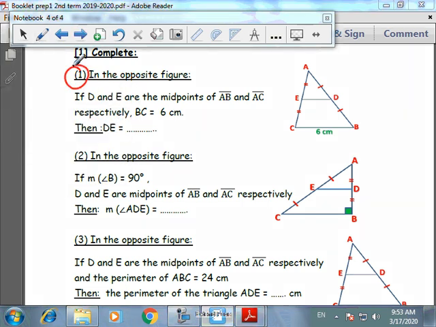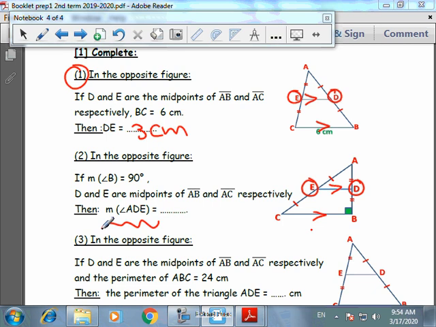Number one, in the opposite figure, D and E are midpoints of AB and AC, so DE is parallel to BC, and also half of BC. BC here is 6 centimeters, so DE must be 3 centimeters. Number two, D is the midpoint of AB, and E is the midpoint of AC. As we said, DE is parallel to BC and also half in length. But the required is the measure of angle ADE.